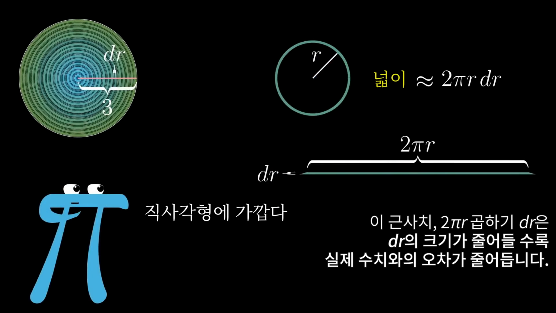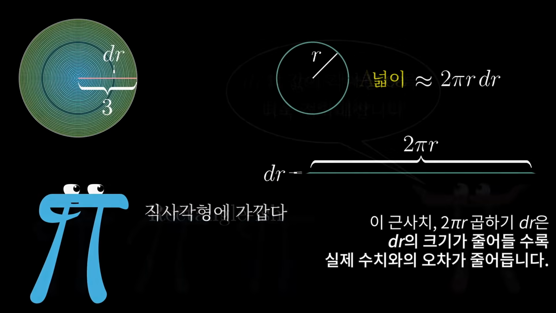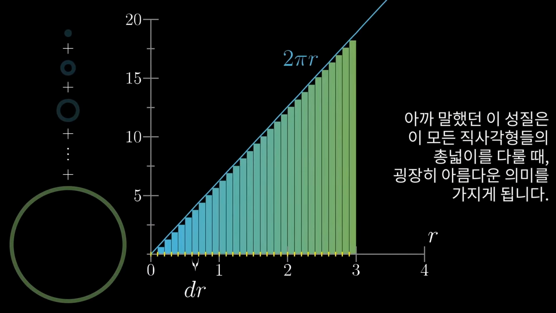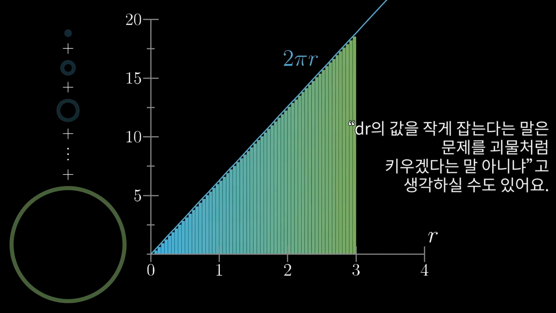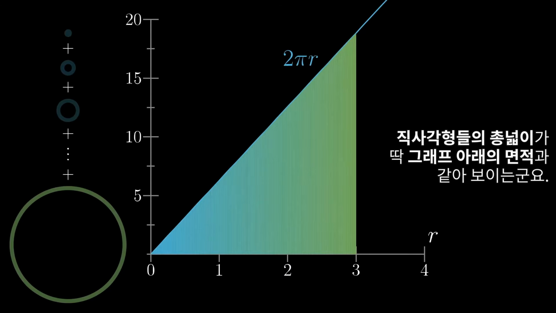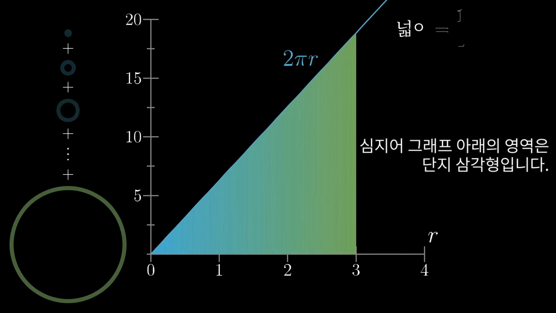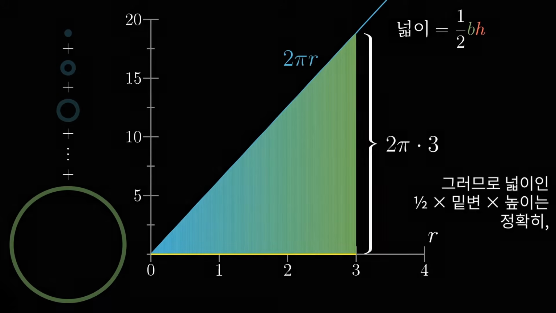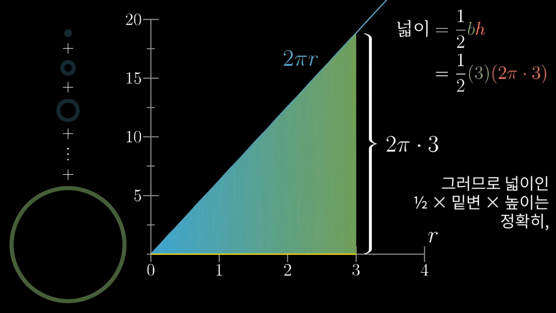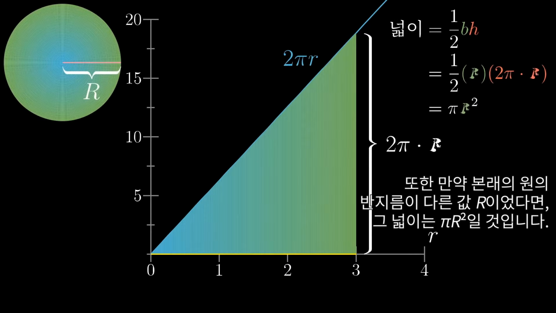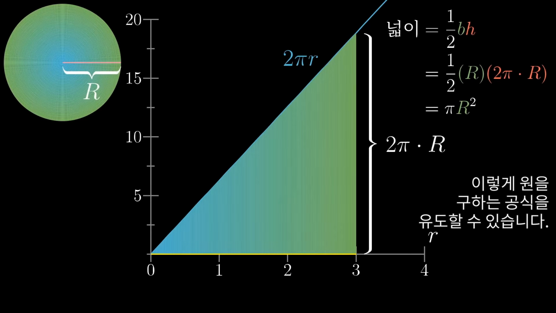But remember, that approximation, 2 pi r times dr, gets less and less wrong as the size of dr gets smaller and smaller. And this has a very beautiful meaning when we're looking at the sum of the areas of all those rectangles. For smaller and smaller choices of dr, you might at first think that that turns the problem into a monstrously large sum. I mean, there's many, many rectangles to consider, and the decimal precision of each one of their areas is going to be an absolute nightmare. But notice, all of their areas in aggregate just looks like the area under a graph. And that portion under the graph is just a triangle with a base of 3 and a height that's 2 pi times 3. So its area, 1/2 base times height, works out to be exactly pi times 3 squared. Or if the radius of our original circle was some other value, capital R, that area comes out to be pi times R squared. And that's the formula for the area of a circle.